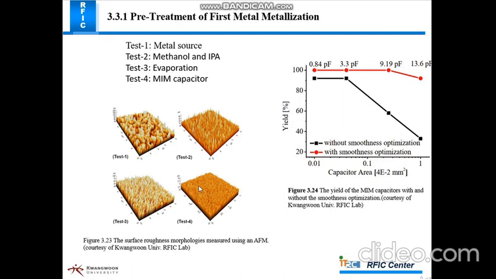And after, for the MIM capacitor, when we use the surface modification technique, in this case the surface smoothness is also increased, and surface morphology or roughness can be measured by using the AFM technique. So in figure 3.24, the yield of the MIM capacitor with and without the smoothness optimization. Here you can see one MIM capacitor with smoothness optimization, and another without smoothness optimization. So here the yield is increased.